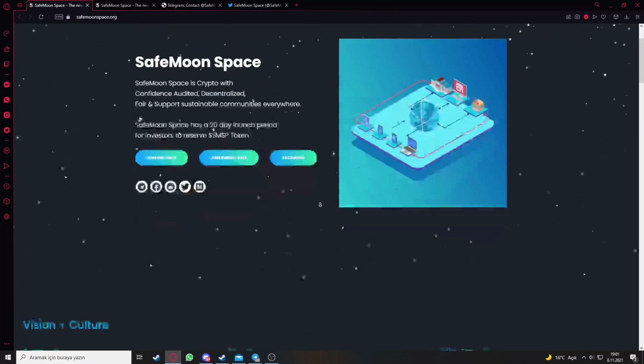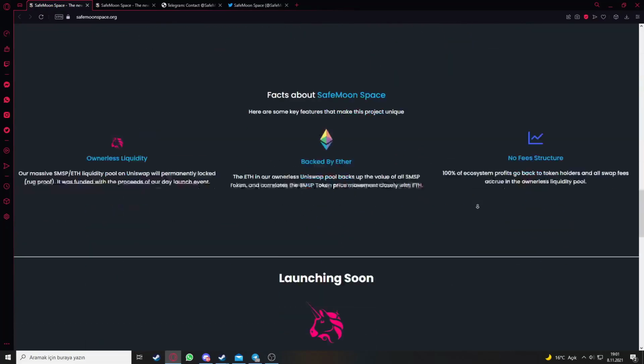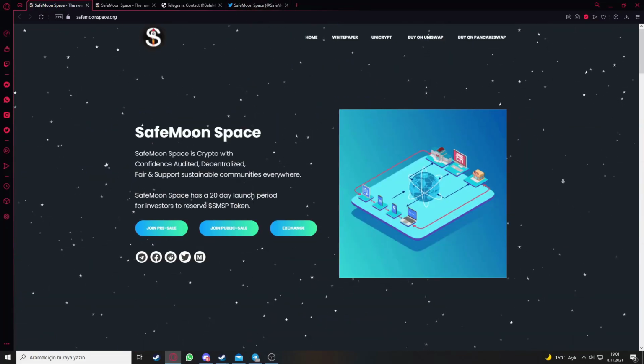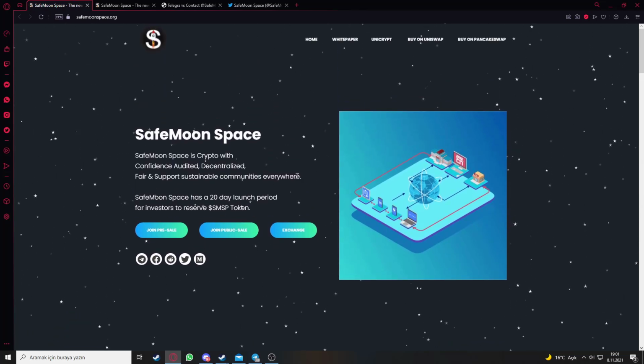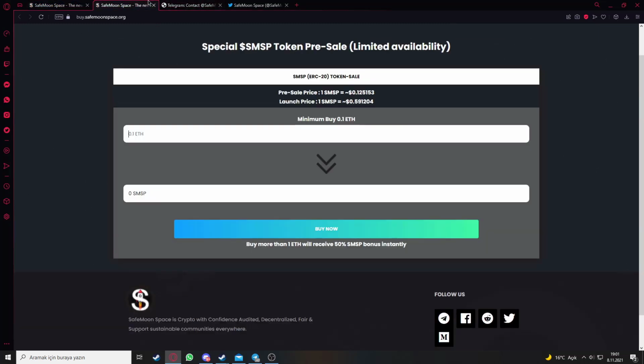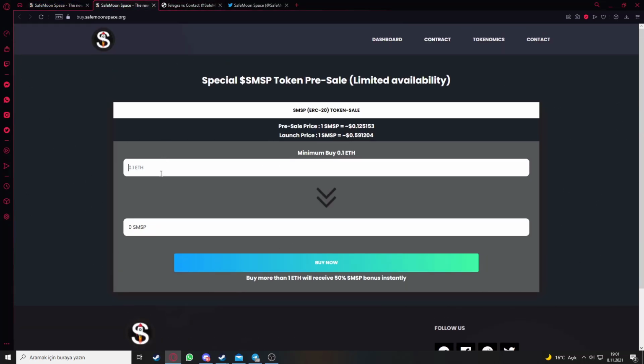As you can see on the webpage, you can see the details about the project in here, and then you can see the symbol of the project in here. Let's check the details about the project. If you want to join the presale of the token, you need to click in here and this website is going to appear in front of you. Then you can buy SMSP token in here, but the minimum is 0.1 Ethereum, and you should buy with Ethereum.